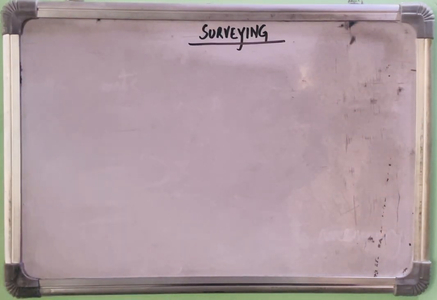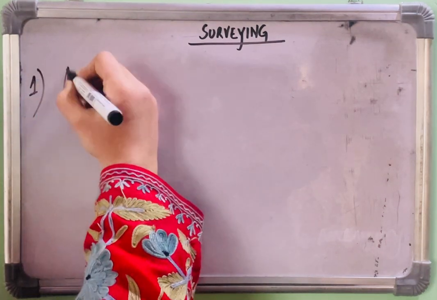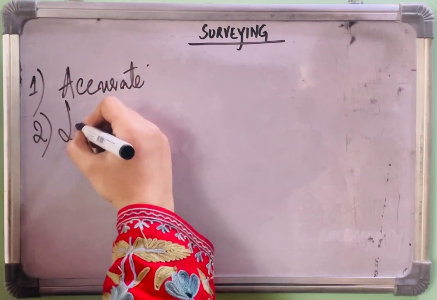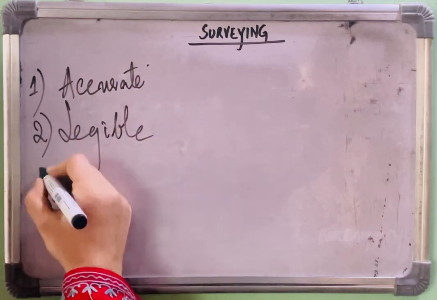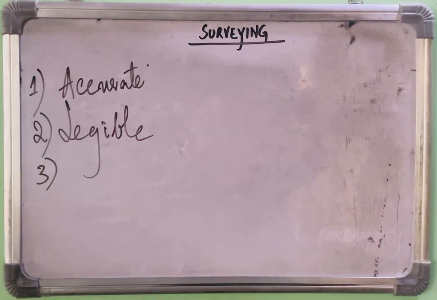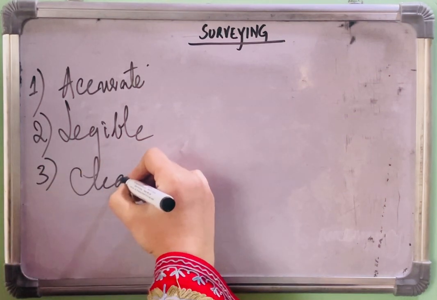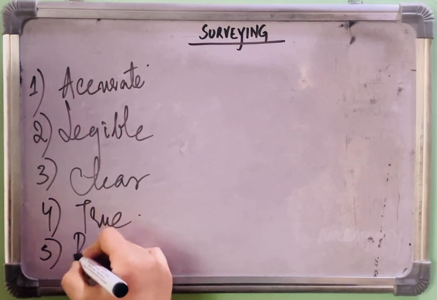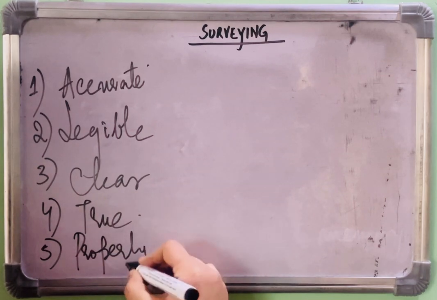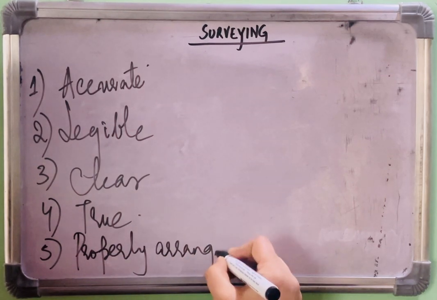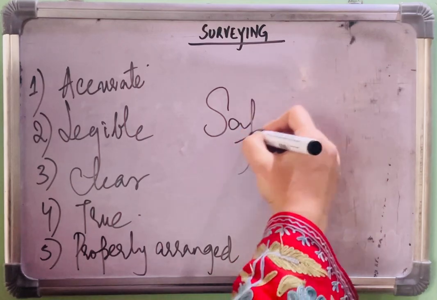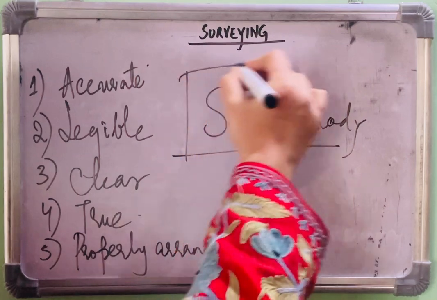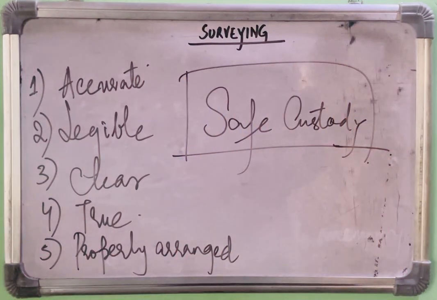This field record should be accurate. It should be legible. It should be clear, true, and properly arranged. And this field book should always be kept in safe custody, because it has all the measurements taken during surveying.